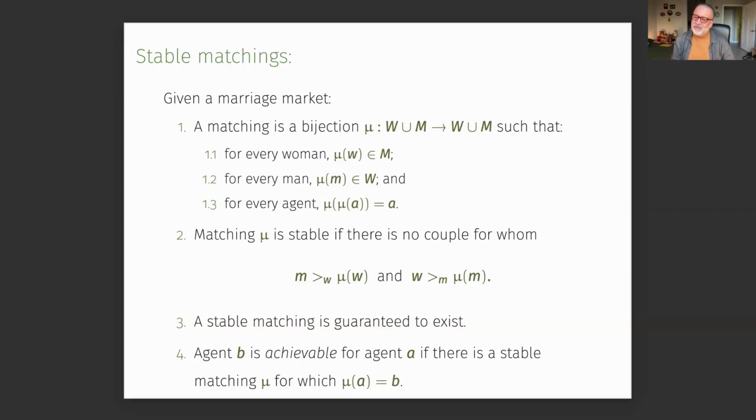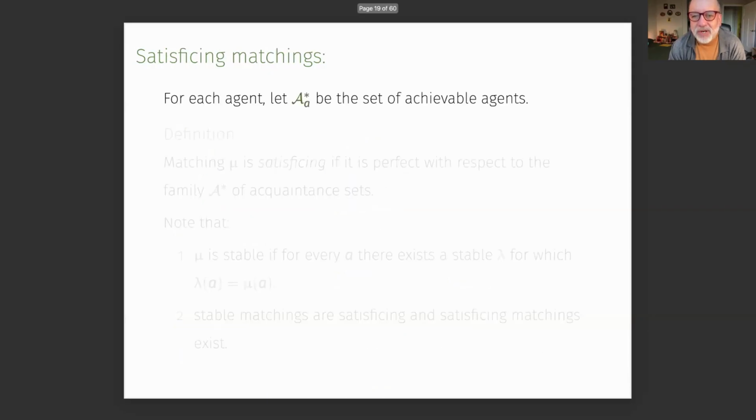And because of the properties of matchings, if B is achievable for A, then A is achievable to B as well. Okay, we can say that the pair is achievable. So nothing new here. Let me try to answer the question right away. We are going to propose the set of achievable agents as the set of acquaintances of an agent.